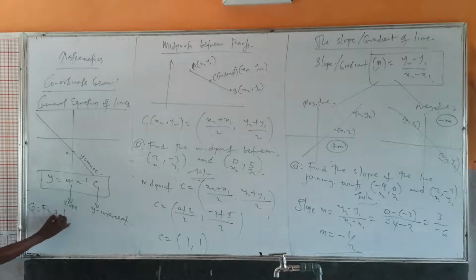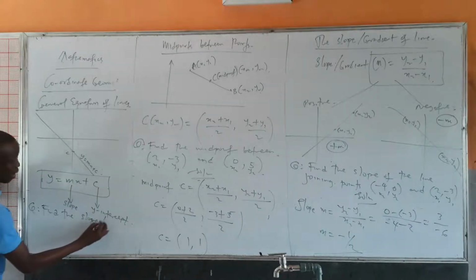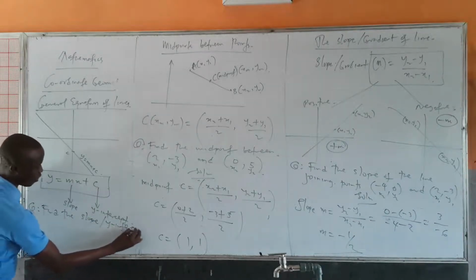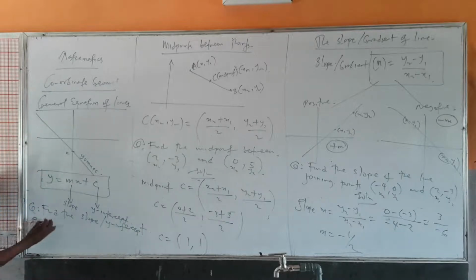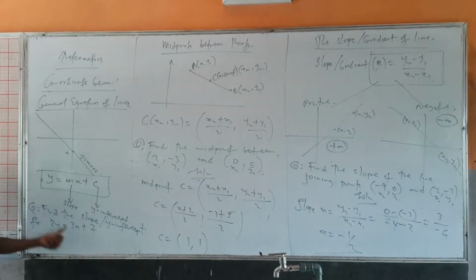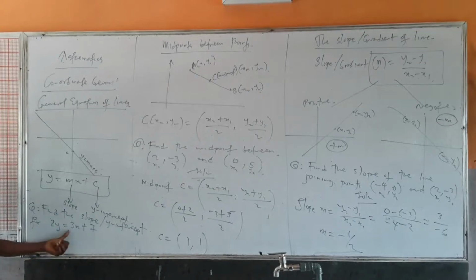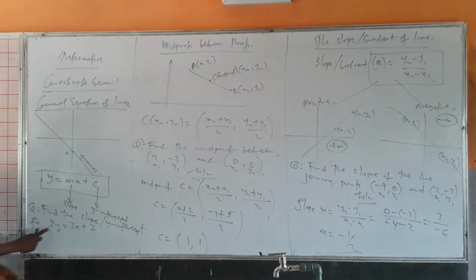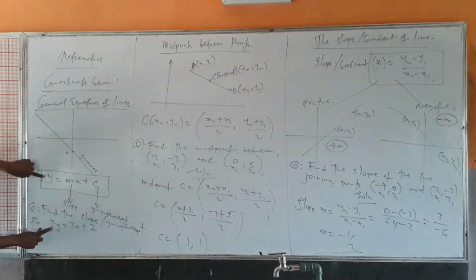For example, find the slope and y-intercept for 2y equal to 3x plus 7. I have 2y equal to 3x plus 7. I want to find the slope and the y-intercept. But you can see this is 2y, this is y; this is 3x, this is mx; and this is 7, this is c. I won't just pick this as my slope or this as my intercept. I will need to make the coefficient of y to be 1 so that it conforms with the general form. So I'll just divide by 2.